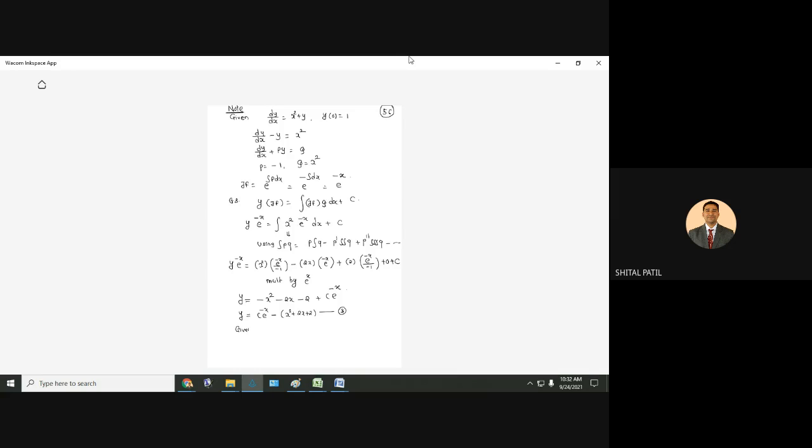Given y of 0 equal to 1, that is when x equal to 0, y equal to 1. Let's substitute. E raised to 0 is 1, minus 0 plus 0 plus 2, which implies c equal to 3. Check this. E raised to 0 is 1, so 0, 0 and plus 2, correct. C equal to 3. Therefore, the solution is, I have to go to the next page.